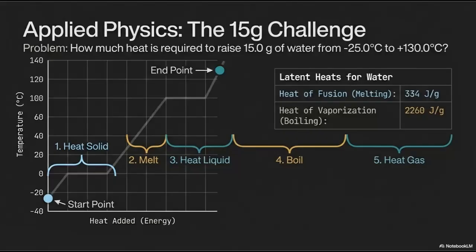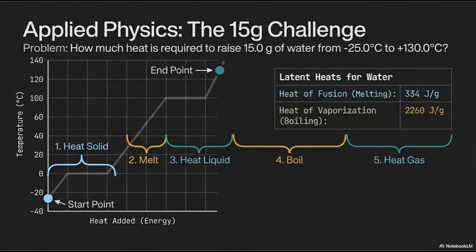So it goes from minus 25 to 130. Let's look at the heating curve. The starting point is minus 20 degrees Celsius. To get to 130, I had to take that solid from minus 20 to 0 because that's the melting point. Once all that solid is melted at 0, I have a liquid that I had to take all the way to 100 degrees Celsius.